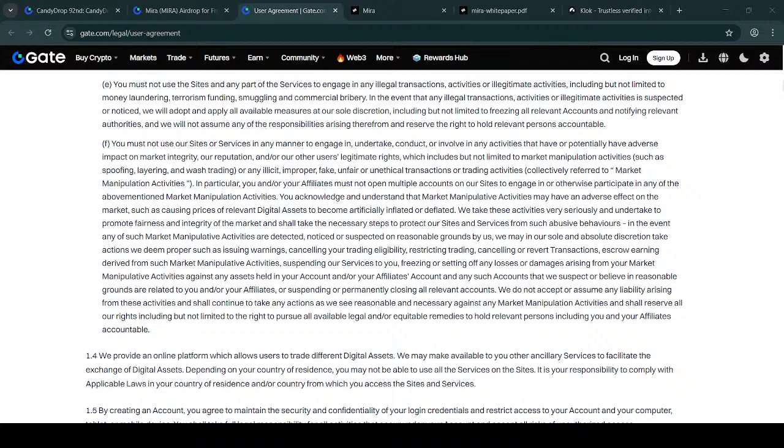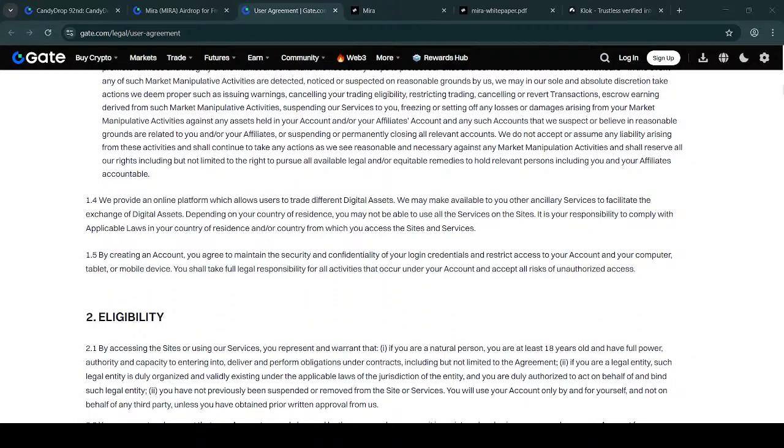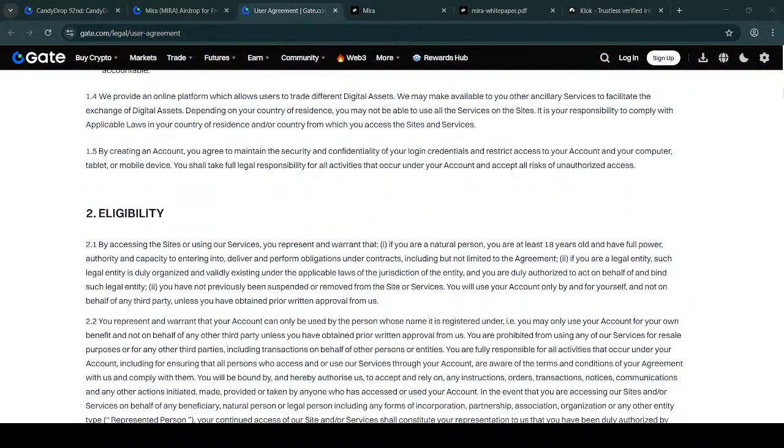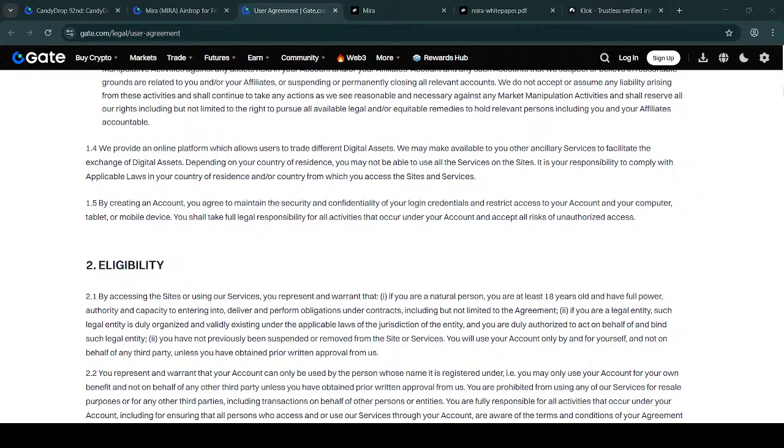So we provide an online platform which allows users to trade different digital assets. We may make available to you other ancillary services and the exchange of digital assets, depending on your country of residence, which may or may not be available. Use of the service on the site is your responsibility, and you must comply with applicable laws of the country you are residing in or from which you access the site and service.